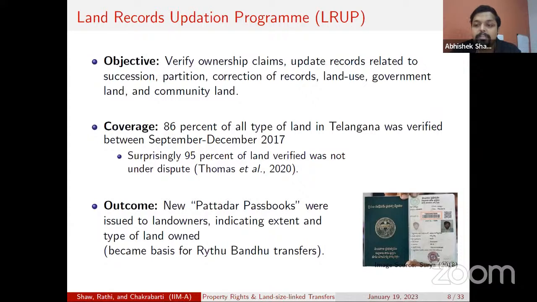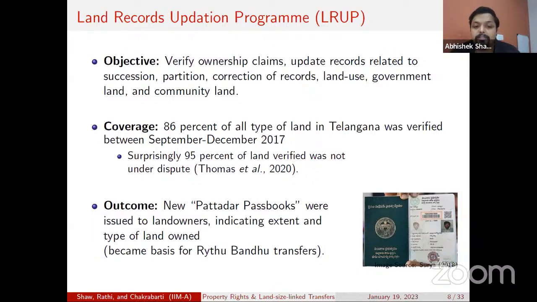essentially these revenue officers would go village to village, verify ownership claims, update records for succession, correction of records, names and things, etc., and also distinguish which kinds of land were there in the village revenue area. And then in terms of coverage, it was a fairly wide coverage. 86% of all types of land in Telangana were verified between September and December 2017. And then, surprisingly, out of 95% of the land that was verified, only 5% was disputed. I mean, that which was under litigation or some sort of more elaborate process had to be there.